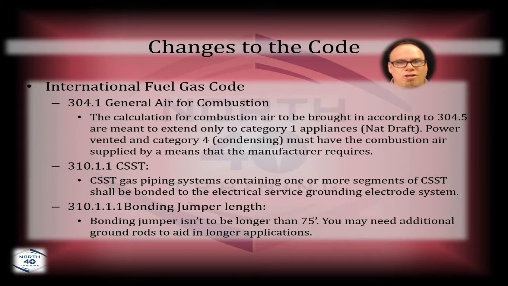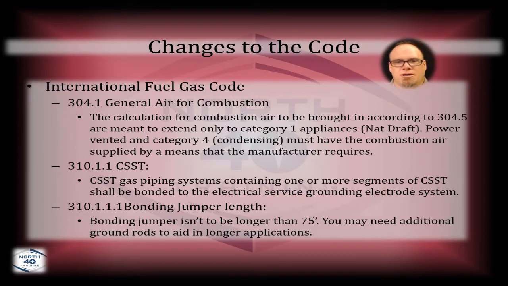310.1.1.1 Bonding jumper length. Bonding jumper isn't to be longer than 75 feet. You may need additional ground rods to aid in longer applications. Think about that. Why? Well, when you think about it, if you've got to go to the grounding electrode system, they say the bonding jumper is not to be longer than 75 feet.